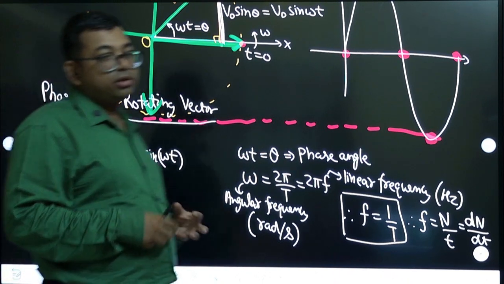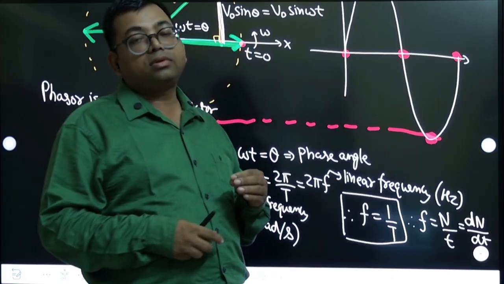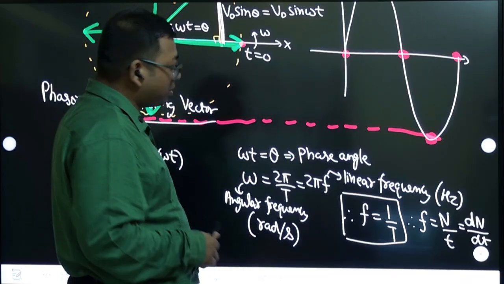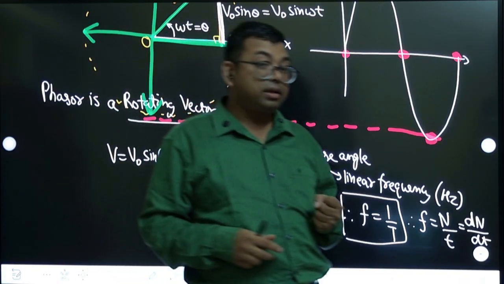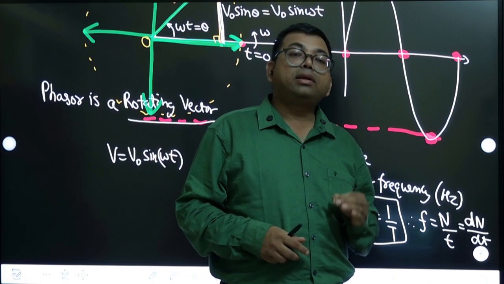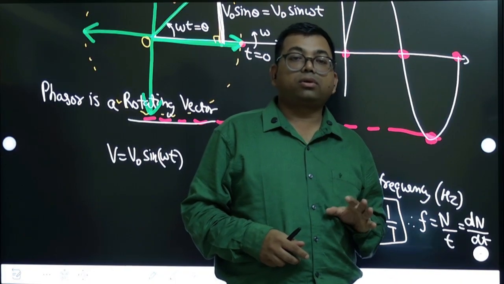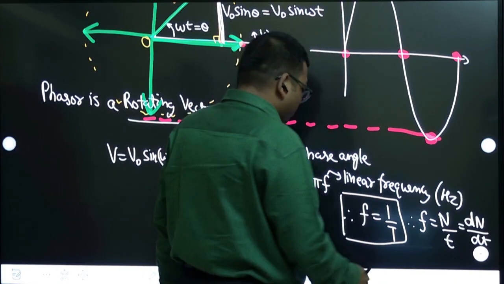Now let us go into the concept of AC circuit. There are three basic AC circuits. We will go one by one, and if you get this idea, then you can solve any complex level question or any easy question also. So let us go into the concept of AC circuit.